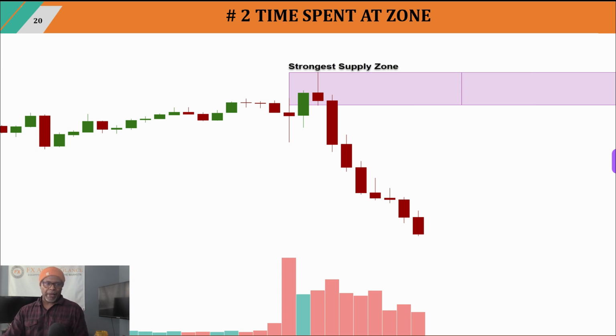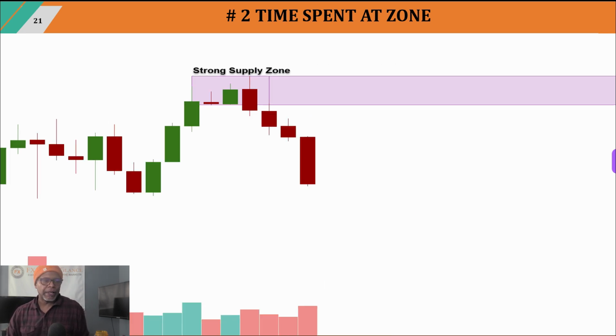So at price levels with supply and demand more out of balance, the price will spend the least amount of time at that level and also move away from that level rapidly. So this is a strong supply zone because it really spent one candle inside that zone. You could say two if you wanted to, but really one. And then we had our level and then the market dropped out of that zone.